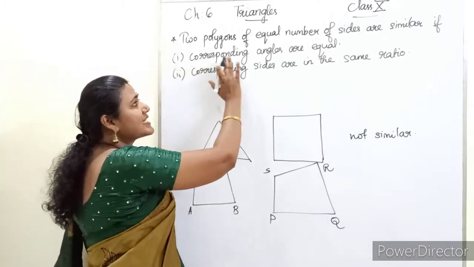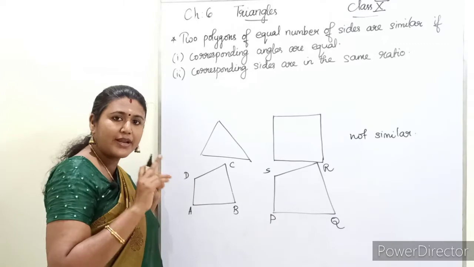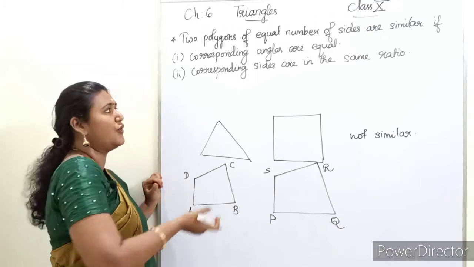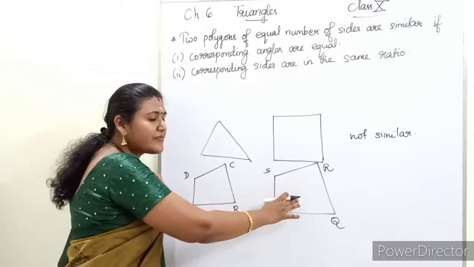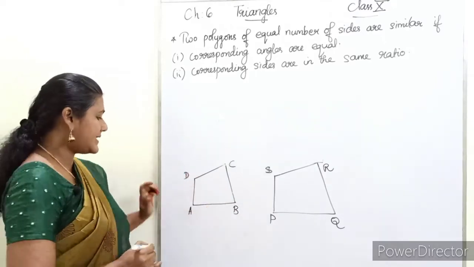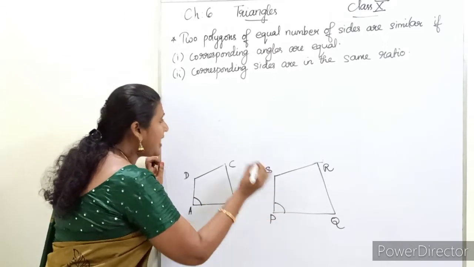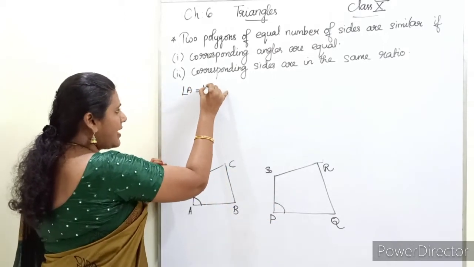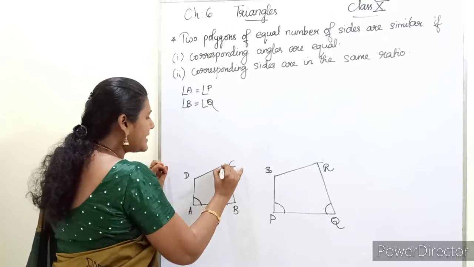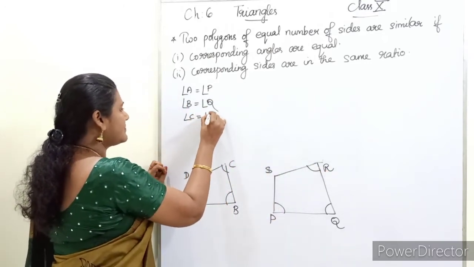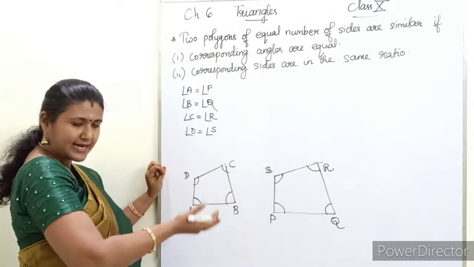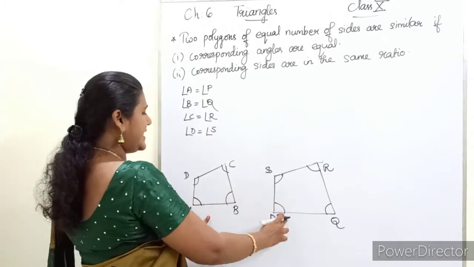Then the first condition is corresponding angles are equal, and the second condition is corresponding sides are in the same ratio. If these two conditions are satisfied by the two figures, then we can call the figures similar. So here in this example, angle A and angle P are equal, angle B and angle Q are equal, angle C and angle R are equal, angle D and angle S are equal. So corresponding angles are equal, and the corresponding sides are in the same ratio.